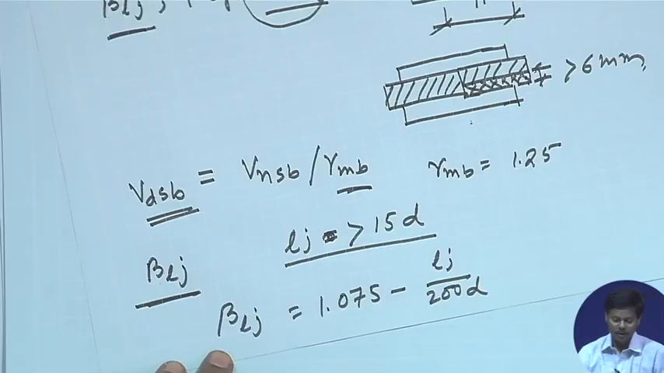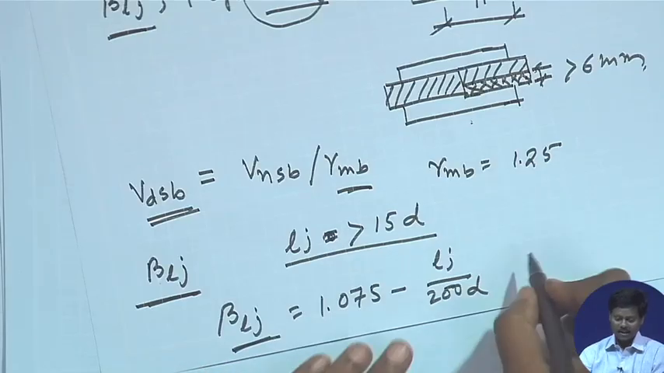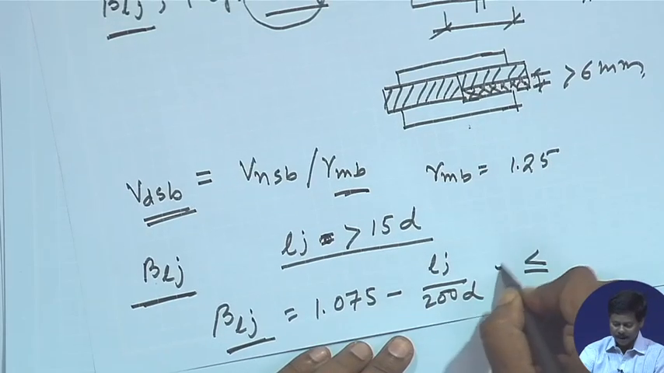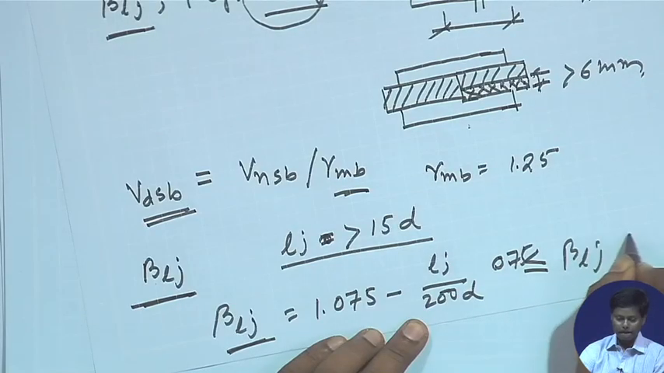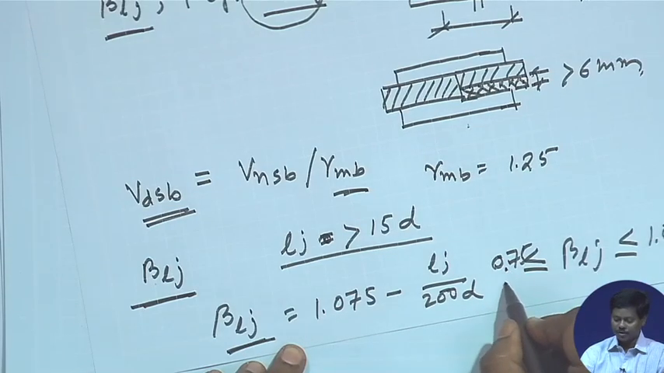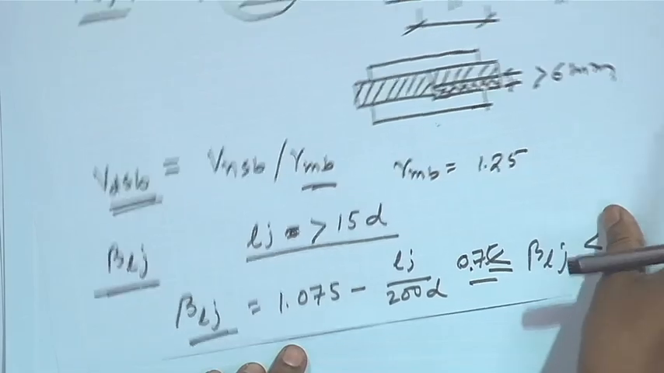So, from this formula we can find out the reduction factor due to long joint, beta Lj, and this beta Lj should not be less than 0.075 and should not be more than 1.0. So, beta Lj will vary from 0.075 to 1.0. This is how we can calculate the value of beta Lj.